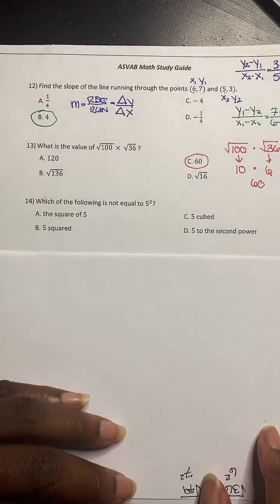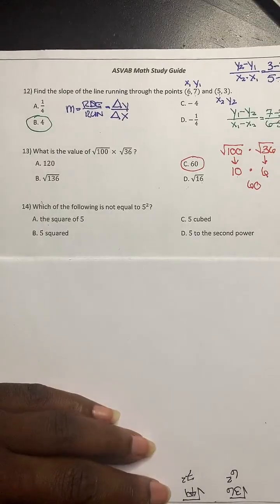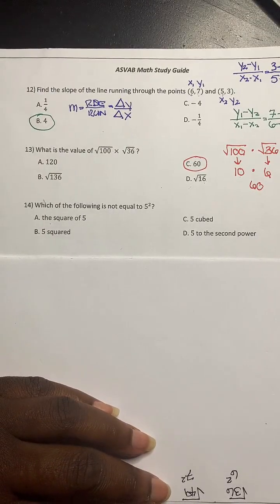All right, which of the following is not equal to 5 squared? The square of 5, 5 squared, 5 cubed, 5 to the second power.